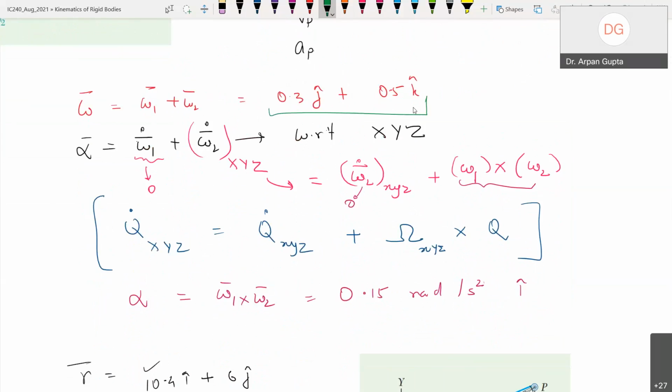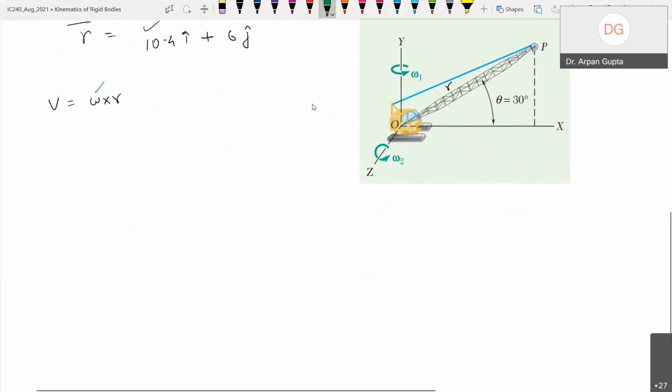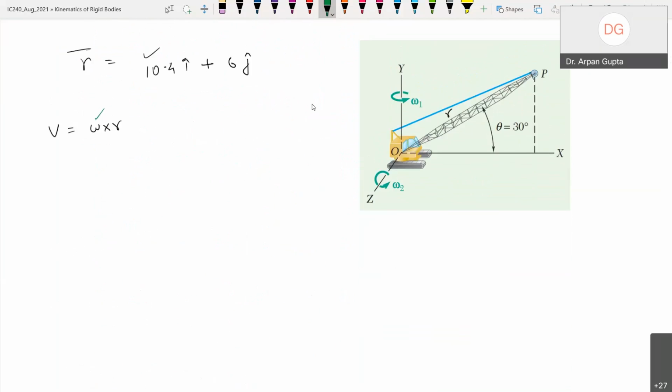So this is the omega, which is in the j plus k direction, and omega is known, r vector is known. We can just take a cross product, right? So this is i j k. Omega is 0.3 in the j cap, 0.5 in the k cap. Similarly, this is 10.4, 6 and 0. So the velocity of point P can be directly calculated by this expression omega cross r vector.